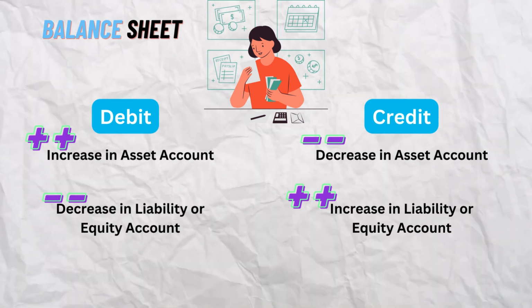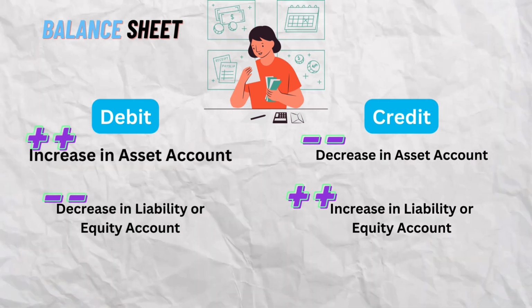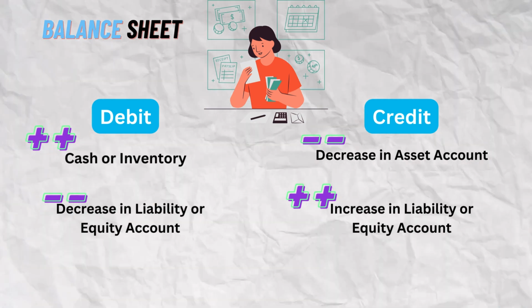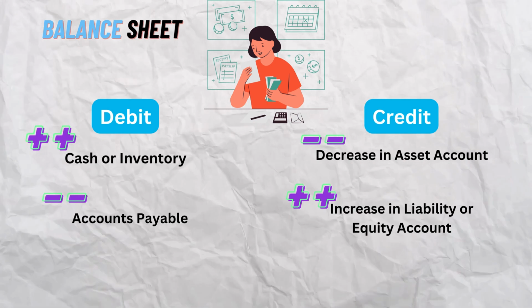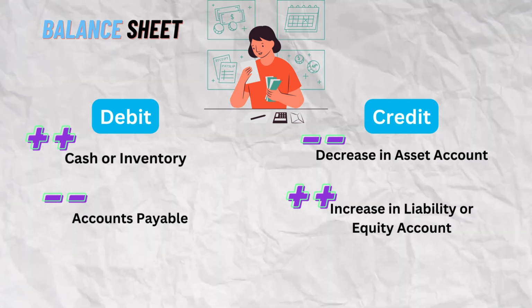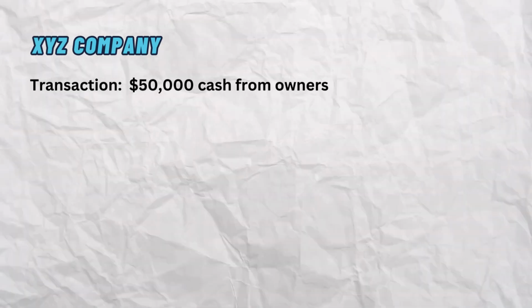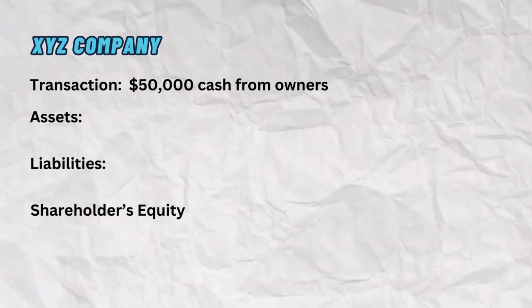So, a debit entry could increase the balance of an asset account, like cash or inventory, or decrease the balance of a liability account, like accounts payable. Let's take a few transaction examples and see what account entries we need to make for Company XYZ's balance sheet. Company XYZ starts its operations by investing $50,000 cash from its owners. What do you think will be the entries?